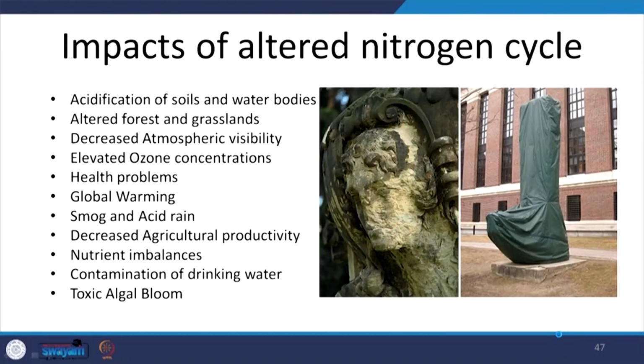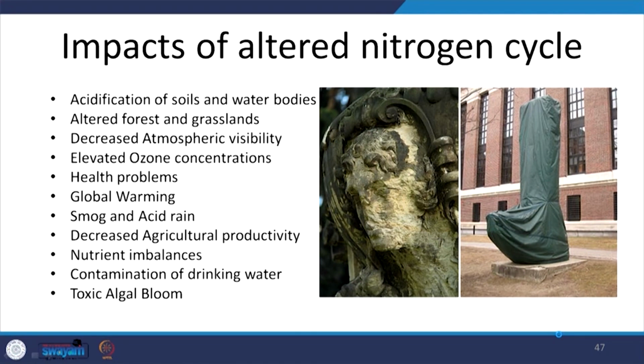And this nitrogen cycle alteration is again affecting the human built environment for us. It is acidifying the soils and water bodies. It is altering the forest and grasslands. It is decreasing the atmospheric visibility. There are elevated ozone concentrations leading to further health problems and global warming, acid rain, decreased agricultural productivity and many more.